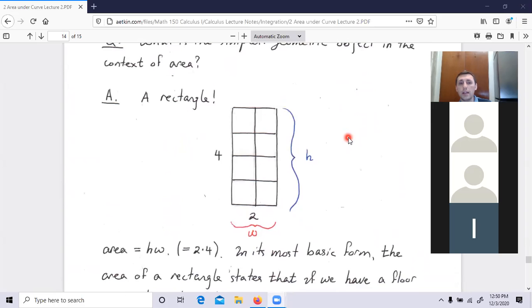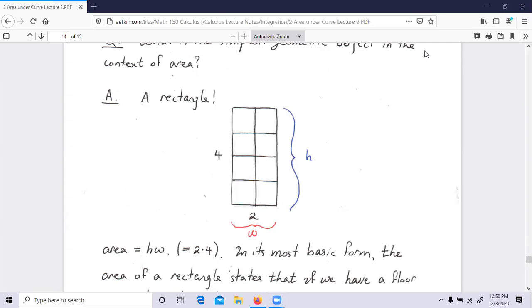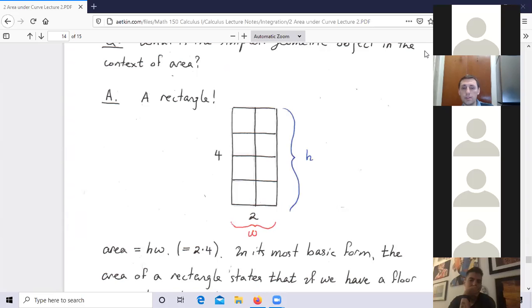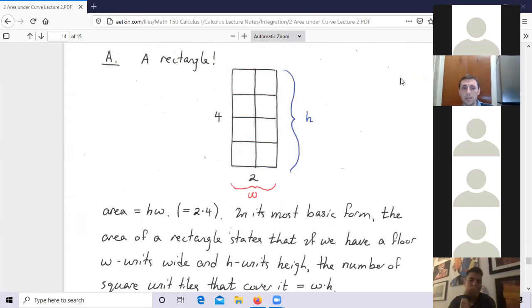Now, why is a rectangle so simple? Because you can imagine a rectangle that is, let's say, 4 by 2 is built out of many squares. In other words, the 2 is like 2 unit squares across and 4 unit squares high. And then the area is just you count how many unit squares you have. It's 4 times 2, right? So in general, area is height times width because that's how many unit squares will fit in it.